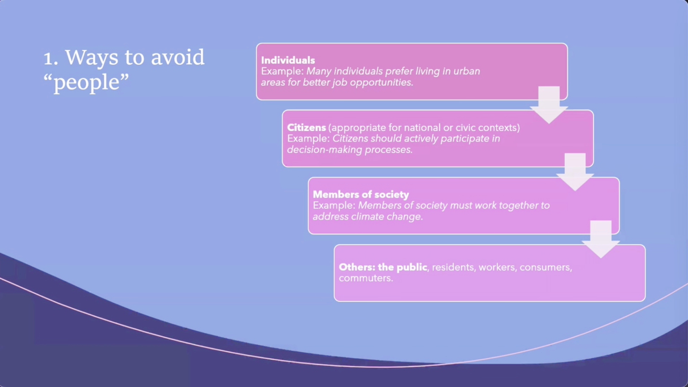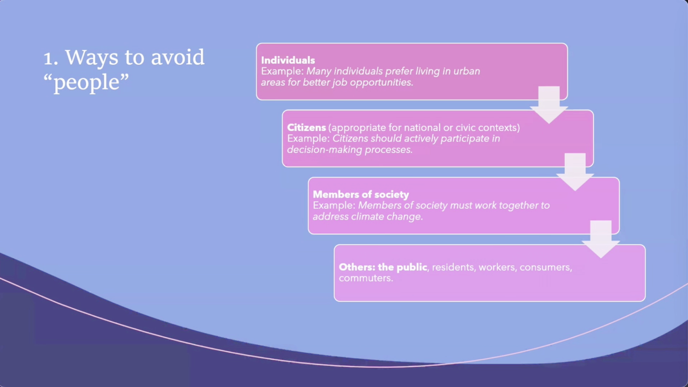So first things first, we want to avoid saying the word people. How do we do it? It's difficult to do. However, first thing is, of course, to use synonyms, but often the synonyms mean slightly different things. So let's have a look at some synonyms. The first one we could say is individuals. We could also say citizens, members of society, and others are like the public, residents, workers, consumers, commuters. But as you see, consumers, commuters, they mean slightly different things depending on the topic, but we could use them because we don't want to keep saying people.